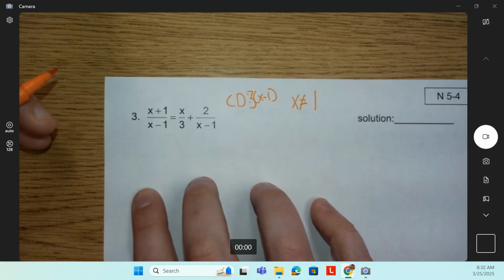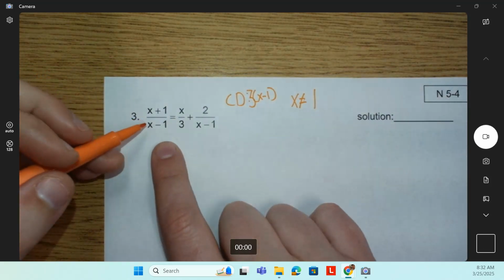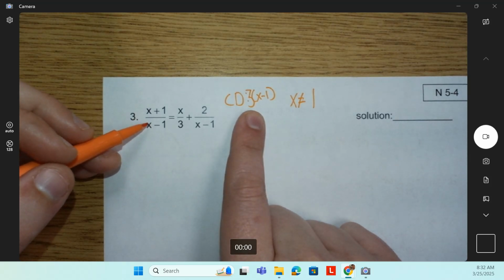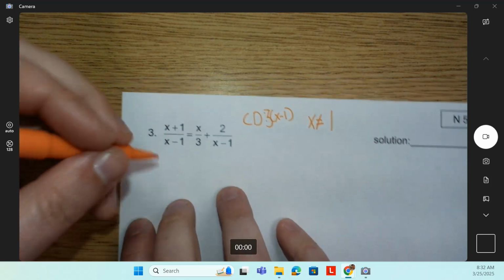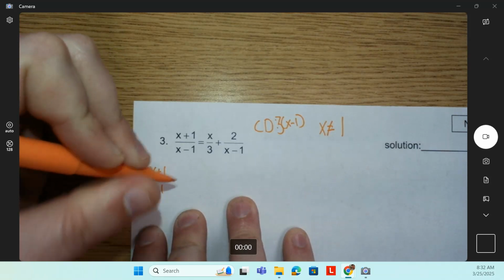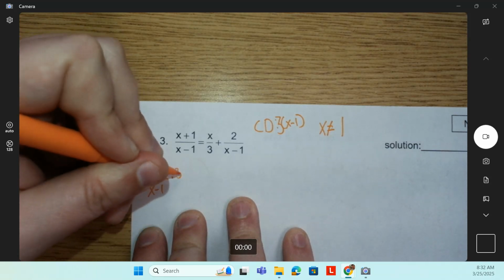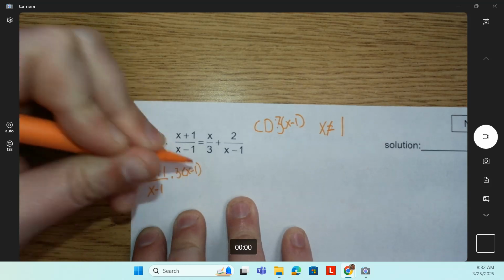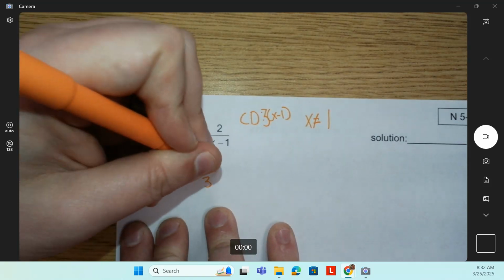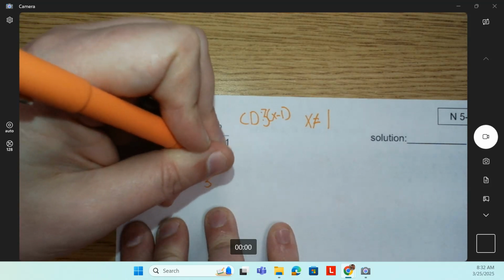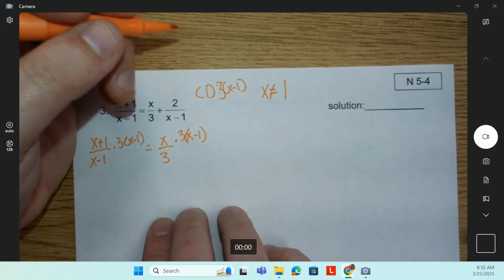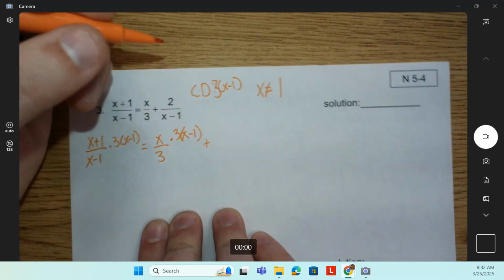So I'll do the same thing here with my fractions, multiplying them by the common denominator. Remember, we're not going to combine any of those because really our goal is to cancel some stuff out.